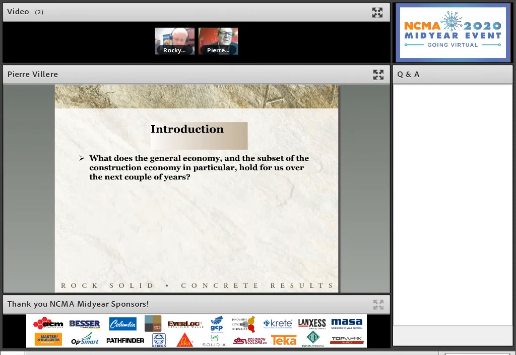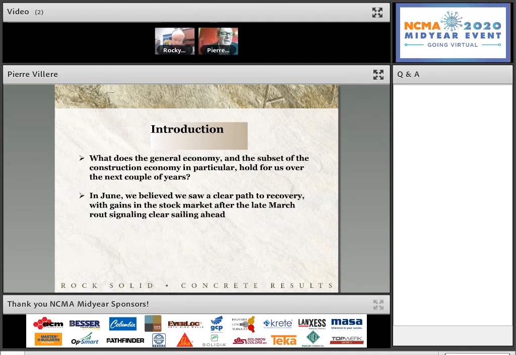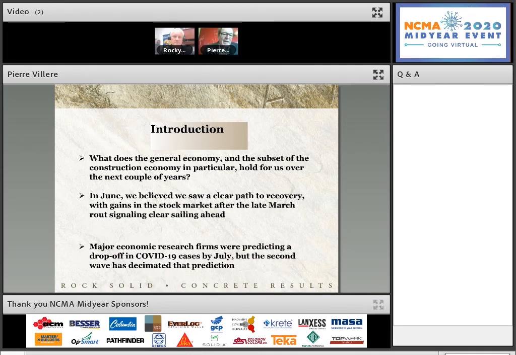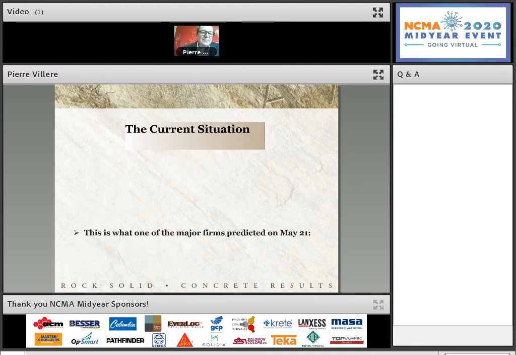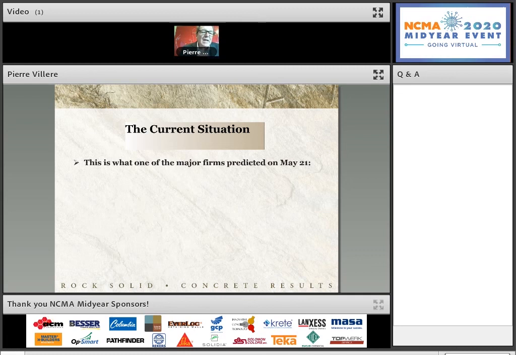So let me start with an introduction here. What does the general economy and the subset of the construction economy in particular hold for us over the next couple of years? In June, we believed we saw a clear path to recovery with gains in the stock market after the late March rout signaling clear sailing ahead. Major economic research firms were predicting a drop-off in COVID-19 cases by July, but that second wave has decimated that prediction. Here's the current situation.